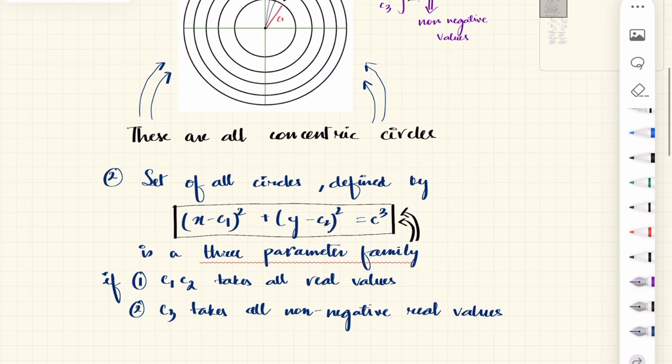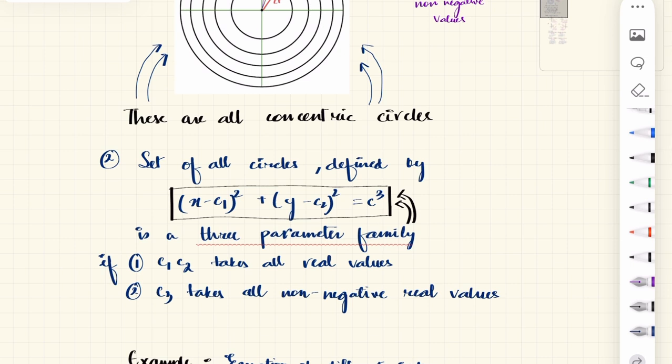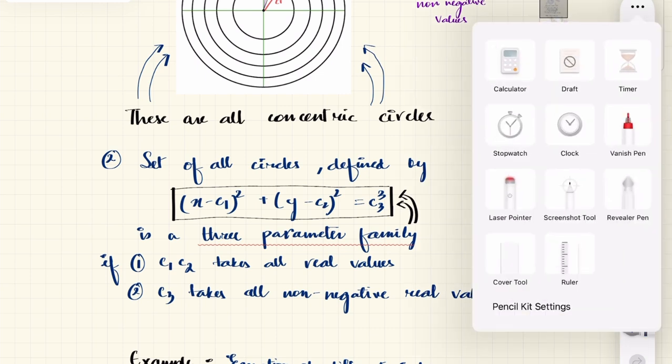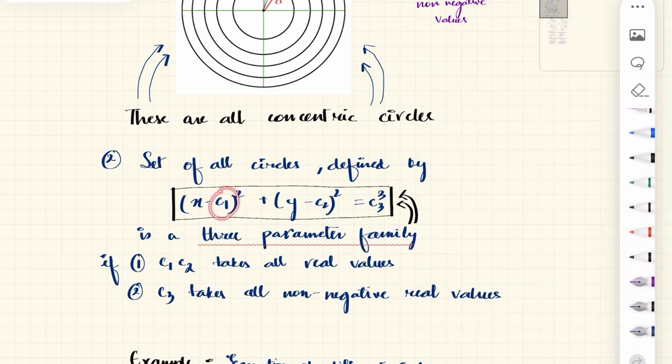So what about this? How about this? So the set of circles. This is the equation of circles. And how many parameters are there? We have many parameters. How many? 1, 2, 3. Okay, sorry, I have to write it down. So how many parameters do we have? We have 3 parameters, c1, c2, c3.